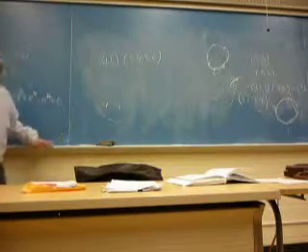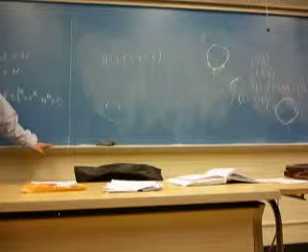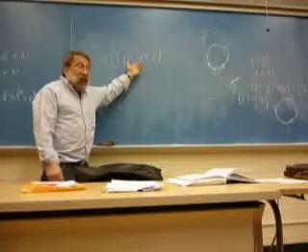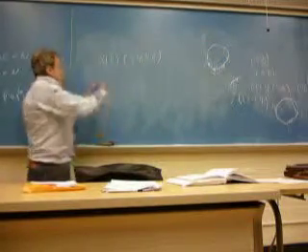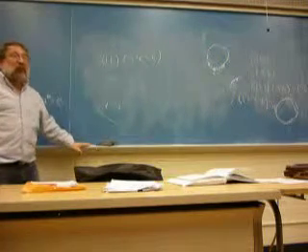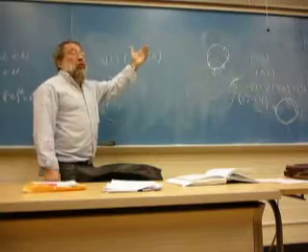What is the minimal power I have to raise this to get identity back? 4. Because I have a 4 cycle and a 2 cycle, and what is the least common multiple of 2 and 4? 4. Now, why is 2 not enough?